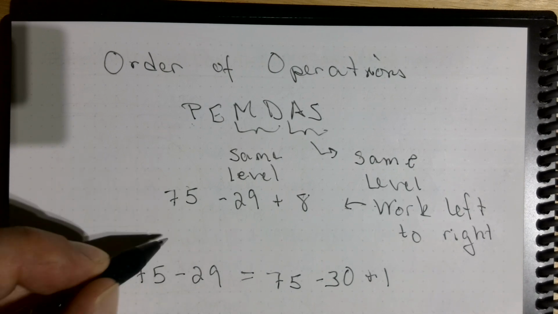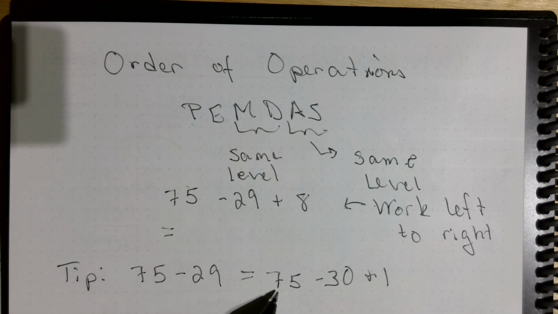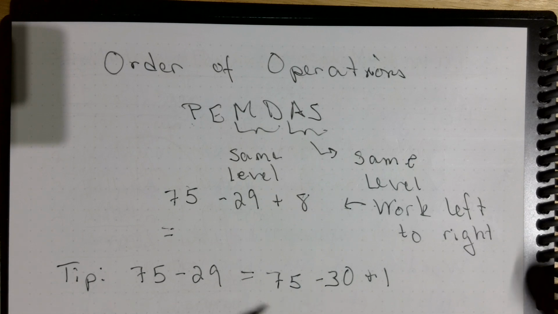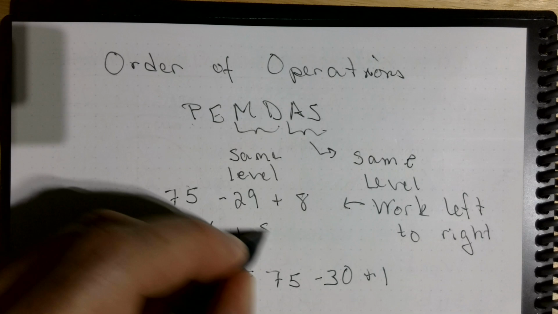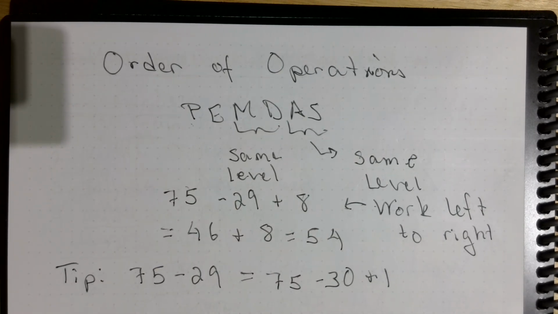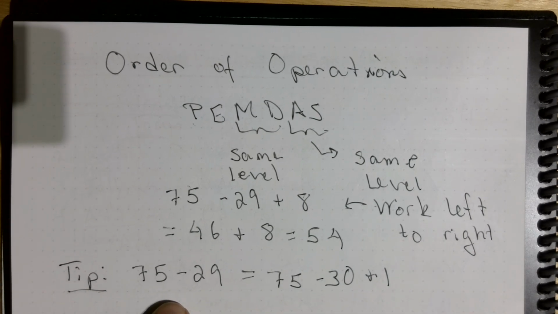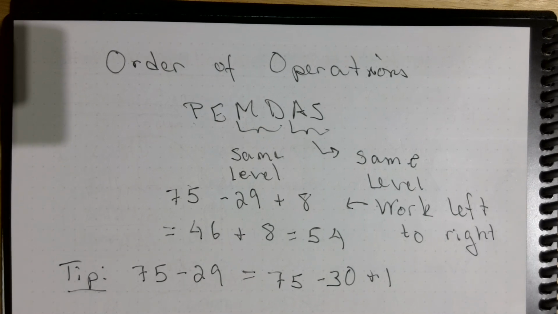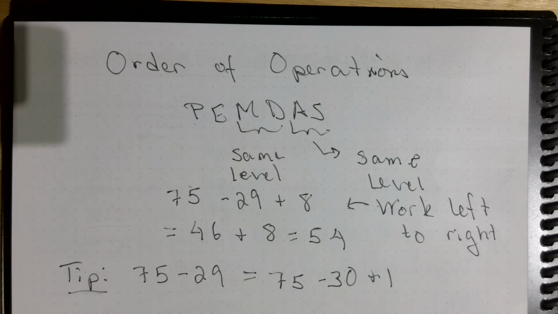So if I'm doing this problem up here, 75 minus 29, I'll do 75 minus 30. That's a one-digit subtraction problem. I get 45, plus 1 gives me 46. And now we'll deal with the plus 8 to get 54. Okay? So, a little tip there to help you do subtractions mentally.